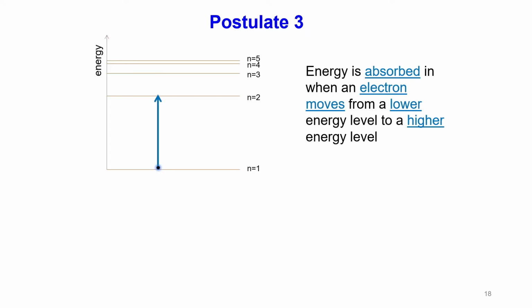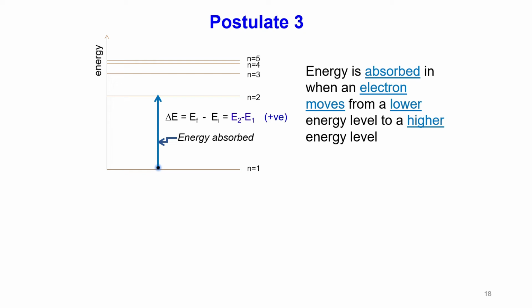So tengok, this is the electron. When energy is absorbed, an electron moves from lower energy level to higher energy level. So the concept dia sama macam kamu. Kalau kamu nak naik tangga, kita perlukan apa? We need energy. So kita akan absorb energy untuk naik ke aras yang lebih tinggi. Okay, right. So energy is absorbed.